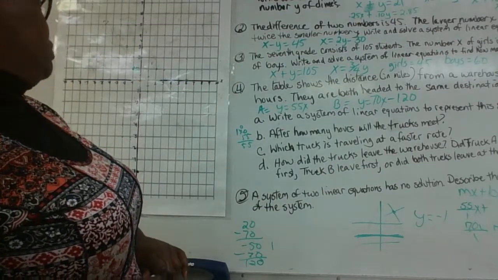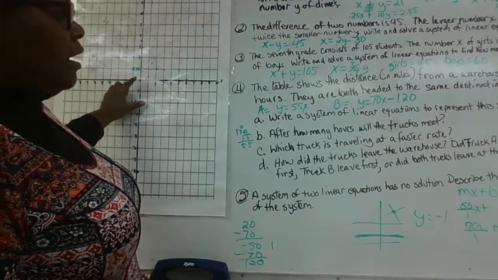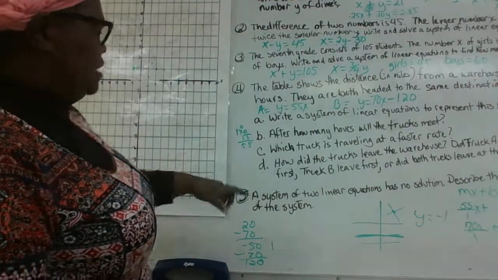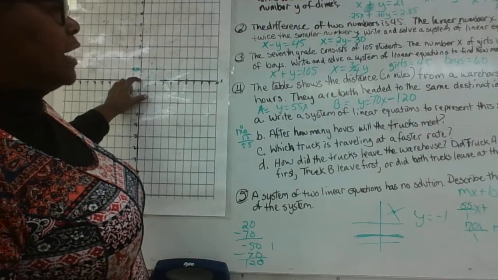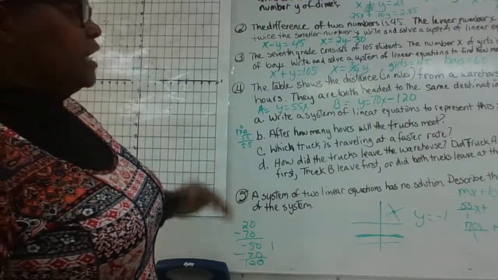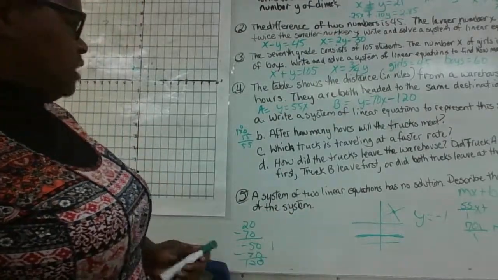And then on number D, how did the trucks leave? Well, truck A was further along the road than B when they started out. So truck A started first, but truck B is moving faster because its change is 70. So it's moving faster down the road.